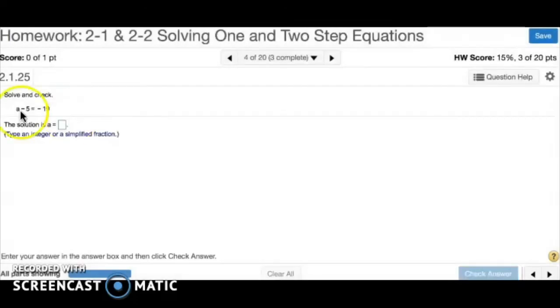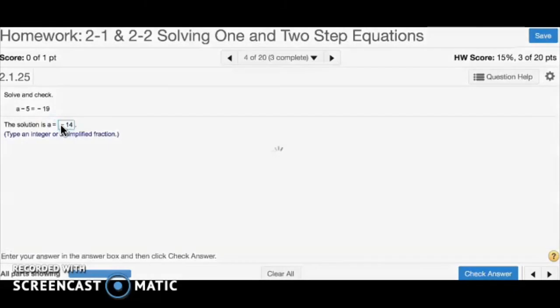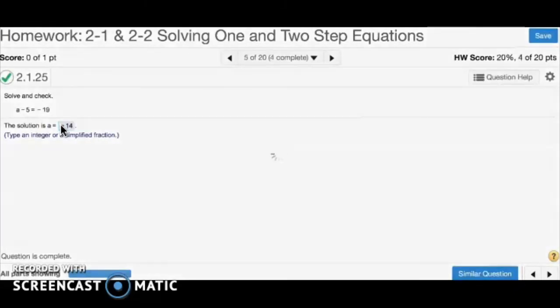Number 4 says to solve, we have a minus 5 equals -19. To get this a by itself, I have to move this -5. And since it's subtraction here, the opposite of subtraction is addition, so I add 5 to both sides. -19 plus 5 is -14. That's the answer for number 4.